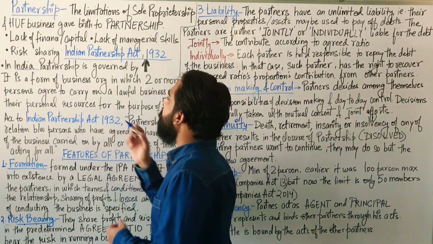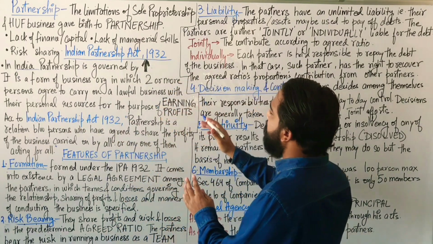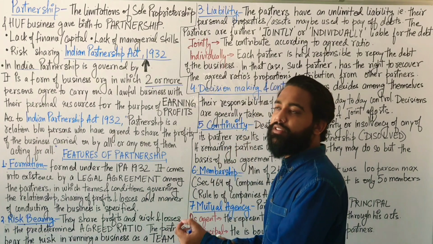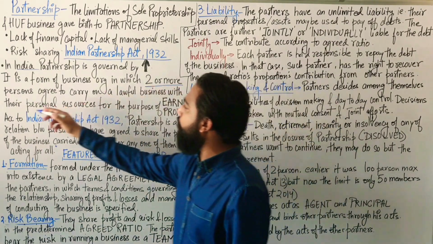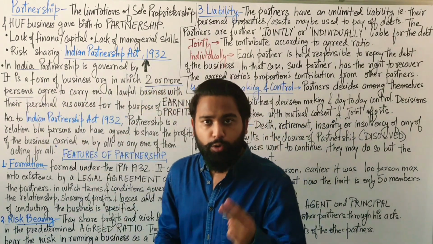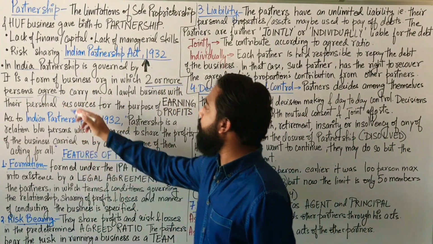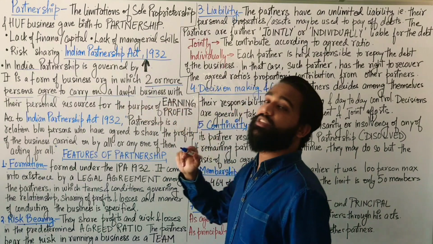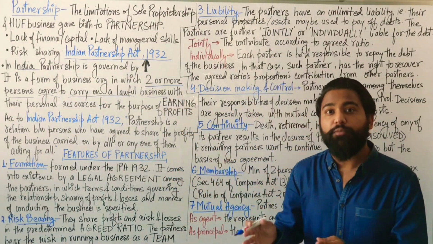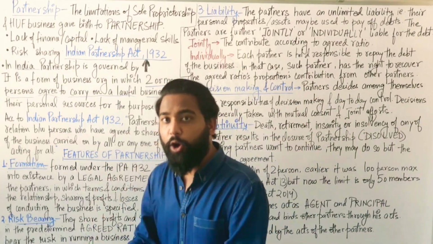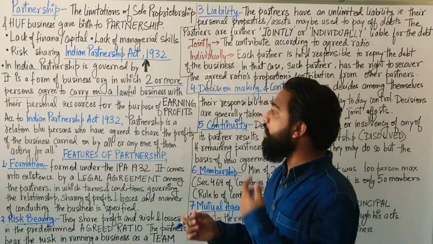Now, what is partnership? It is a form of business organization in which two or more persons agree to carry on a lawful business. Lawful, not illegal, which is by the law. They have to abide by the law.